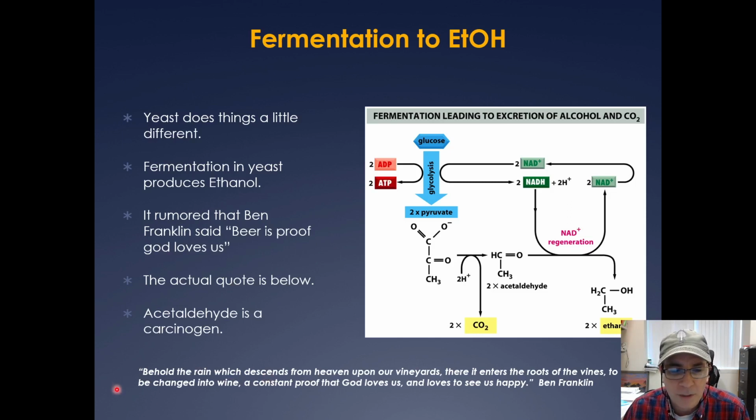The actual quote is down below, where Ben Franklin said, "Behold the rain which descends from the heavens upon our vineyards, where it enters the roots of the vine to be changed into wine, a constant proof that God loves us and loves to see us happy." A lot of scholars think what he meant by this was that the rain was proof that God loves us, and not the alcohol, although I'm sure he's pretty pleased about the alcohol as well.